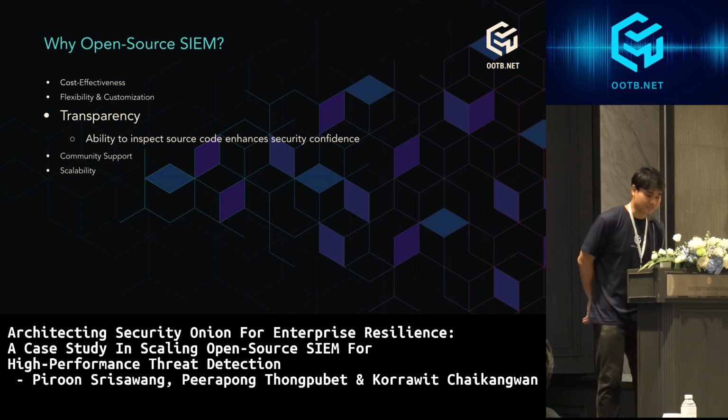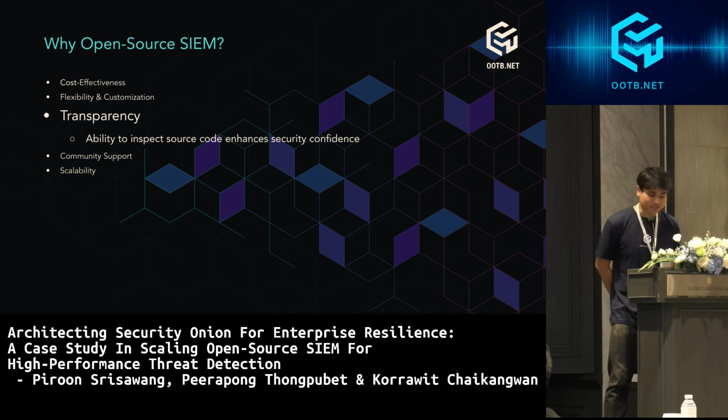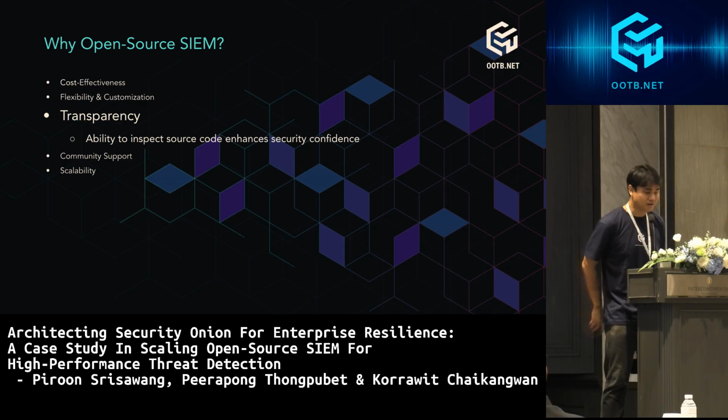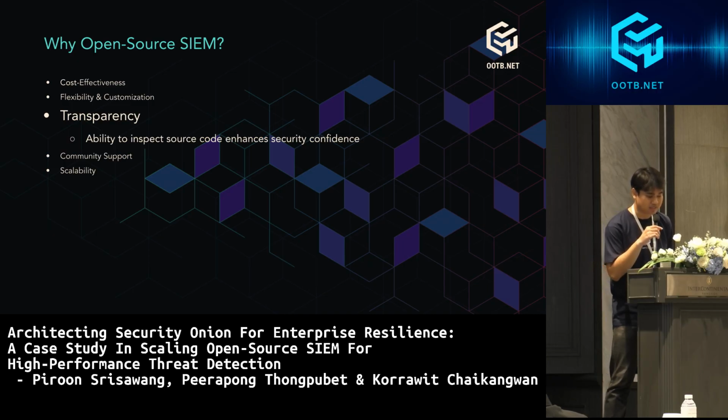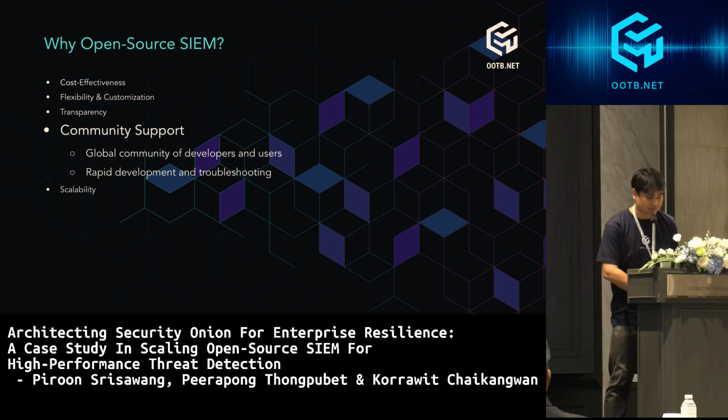So, transparency. With open source software, you can investigate the code yourself. You may fix the bug, or it can lead to faster bug fixes and vulnerability patching. It's a community of global developers. It also enhances your security confidence, so you can see exactly how the tools work to meet your standard.